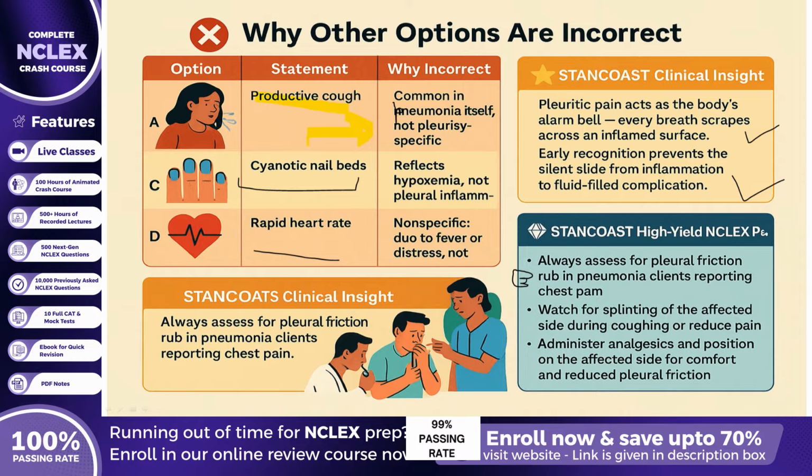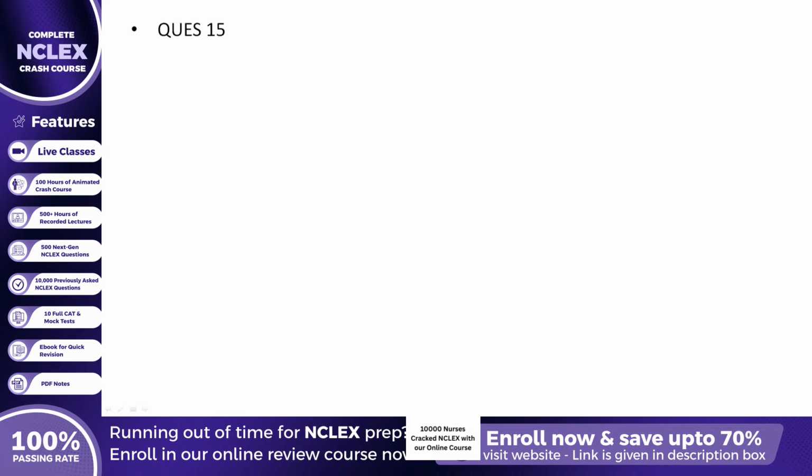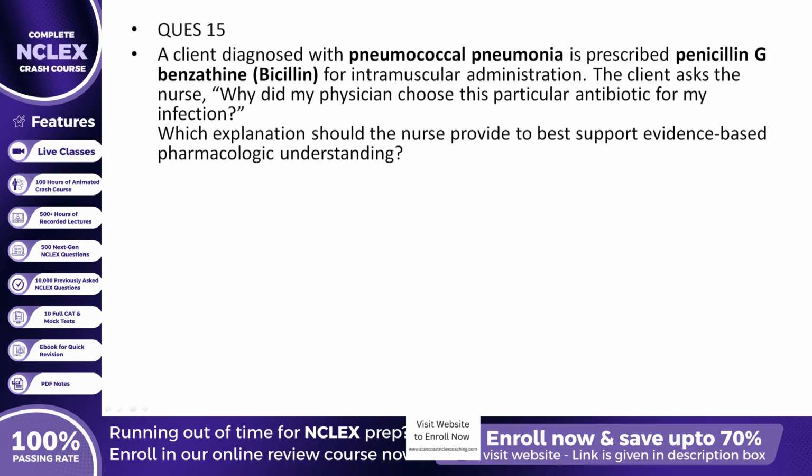Let us smoothly move into our next advanced level NCLEX-style question, which focuses on evidence-based antibiotic therapy and rational drug selection. A client diagnosed with pneumococcal pneumonia is prescribed penicillin G benzathine, also known as Bicillin, for intramuscular administration. The client asks the nurse, "Why did my physician choose this particular antibiotic for my infection?" Here are the available options for this question.